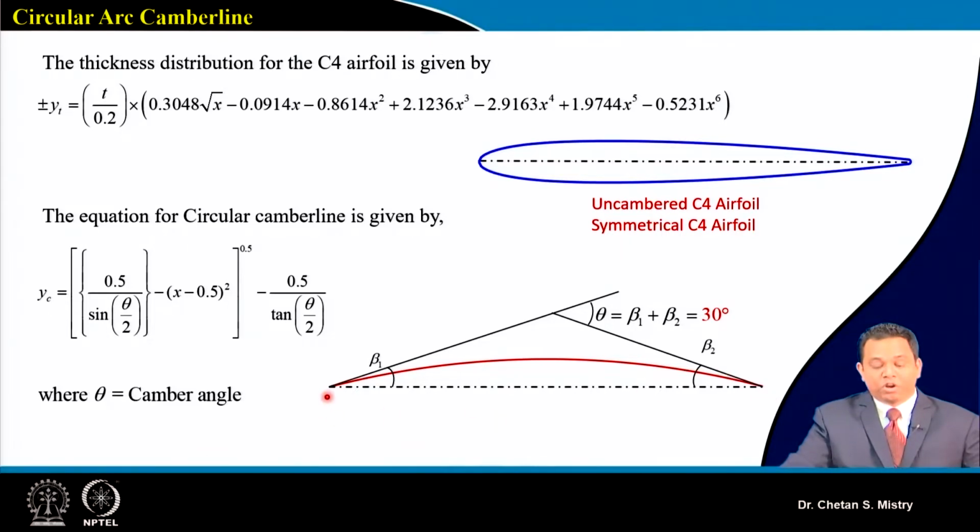Now in order to make this camber line, we need to go with the mathematical formulation. So for circular camber line, this is my equation. It says my y coordinate for that camber line is a function of x and theta. This theta is nothing but my camber angle. So if we put in different values of x and the value of theta, that will give me how my camber line is prepared.